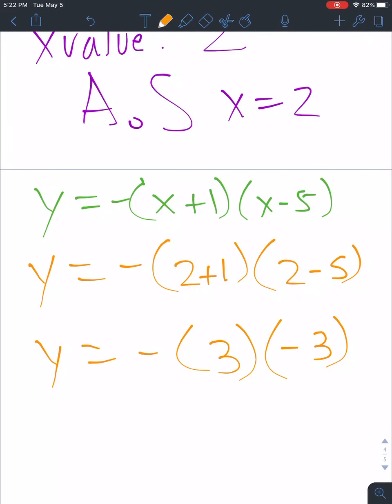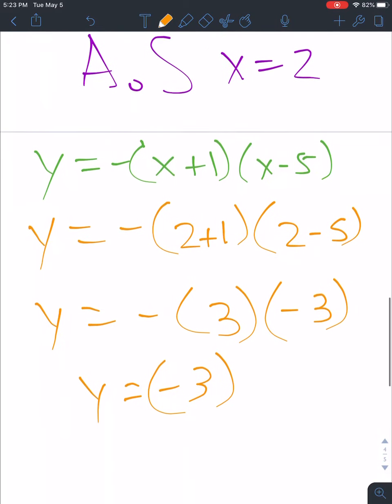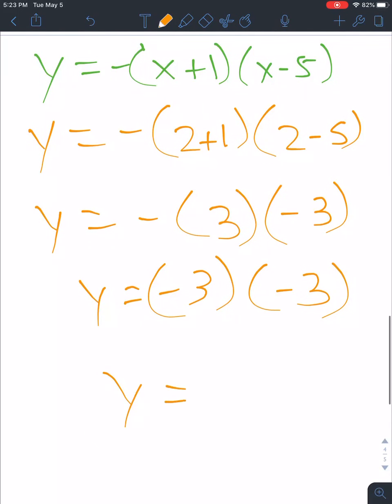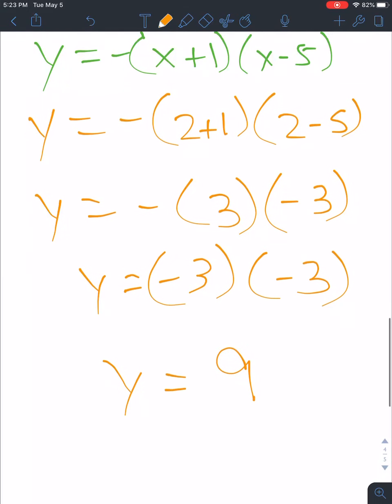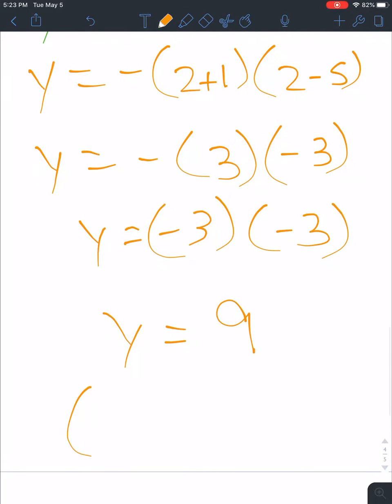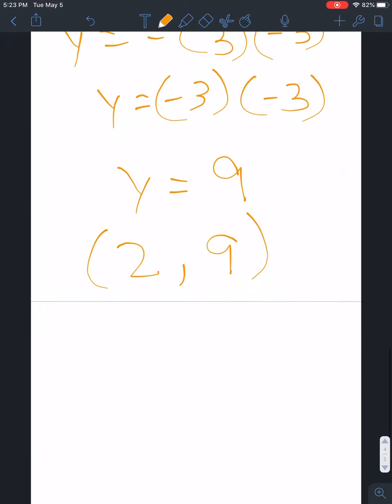So I have negative times 3 times negative 3. So negative times 3, well, that's just negative 3, all right, times negative 3. Negative 3 times negative 3 is a positive 9. So your y value is 9. Your x value is 2, your y value is 9, so you have a vertex at (2, 9).